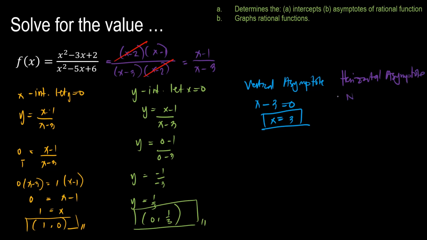what is the degree of the numerator? 1. What is the degree of the denominator? 1. So the degree of the numerator and the degree of the denominator are equal. Therefore, titingin tayo sa leading coefficient. Ang leading coefficient ni numerator ay 1. Ang leading coefficient ni denominator ay 1. So, therefore, our horizontal asymptote is y equals 1.